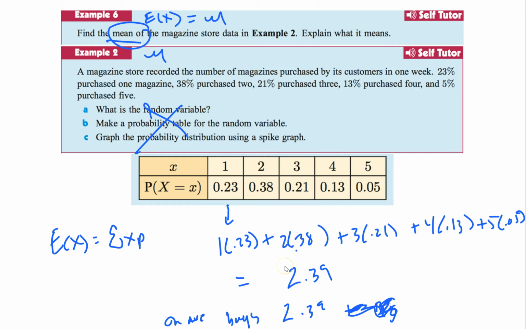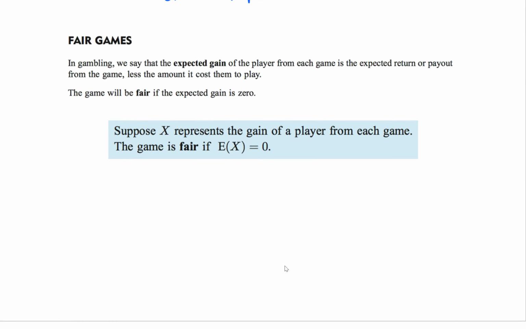Okay, now let's apply this to games. The first thing we have to talk about is what's considered a fair game. Well, a fair game is when the expected value is equal to 0. What they really mean is this: they mean the expected value is equal to the cost to play.